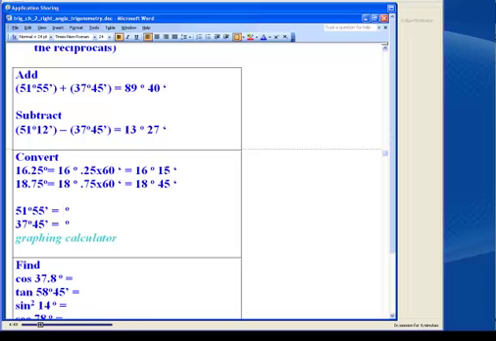The other way around, what we would have to do here is 51 plus 55 over 60. And let's do this on the side here. For now, 51 plus 55 divided by 60, so 51.92 rounded degrees.